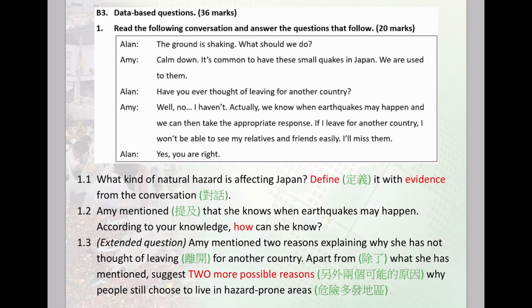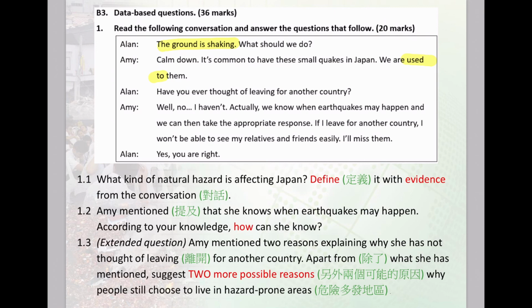Okay, part B3, DBQ. There are 2 questions, and I have shown you some of the Chinese meaning here, and you can copy this in your worksheets. So you have to look at the conversation. Alan: the ground is shaking. What should we do? Okay, he's describing the ground is shaking. What should we do? Amy asks him to calm down, 叫佢冷靜啲啦. It's common to have these small quakes in Japan. We are used to them. Used to. 慣咗啦，慣性㗎啦，我哋慣咗呢啲事情發生㗎啦。Have you ever thought of leaving for another country?